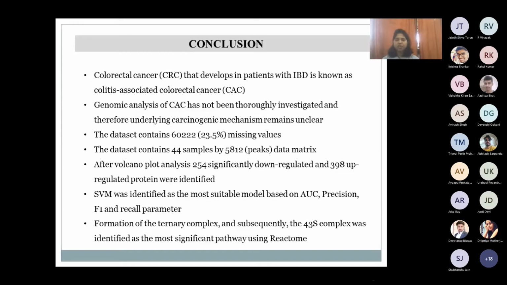SVM was identified as the most suitable model based on AUC, precision, F1, recall parameters, and ROC analysis, and also the confusion matrix. Formation of ternary complex and subsequently the 43S complex was identified as the most significant pathway using Reactome. Thank you.